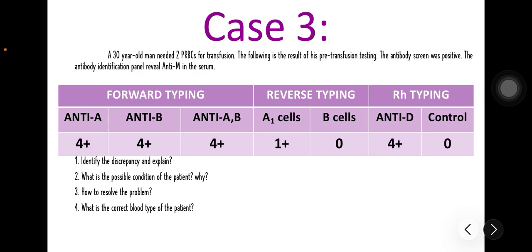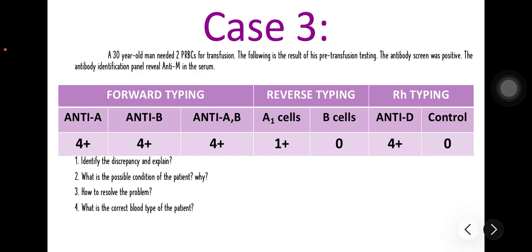So why does it not react with the B cells? Because the B reagent cells likely do not have the M antigen. So anti-M has nothing to react with. That's why known A1 cells is 1 plus, and then the known B cells have 0 reaction. How are we going to resolve this? To confirm, you can test reverse typing using M negative A1 cells. You can perform reverse typing at 37 degrees Celsius because anti-M often weakens at body temperature. You can also use pre-warming techniques.